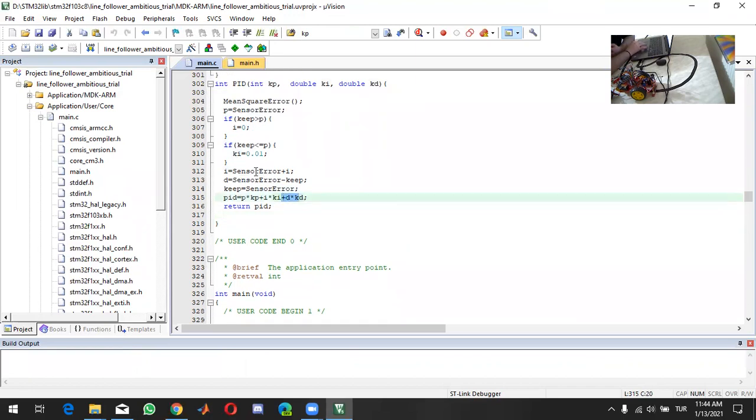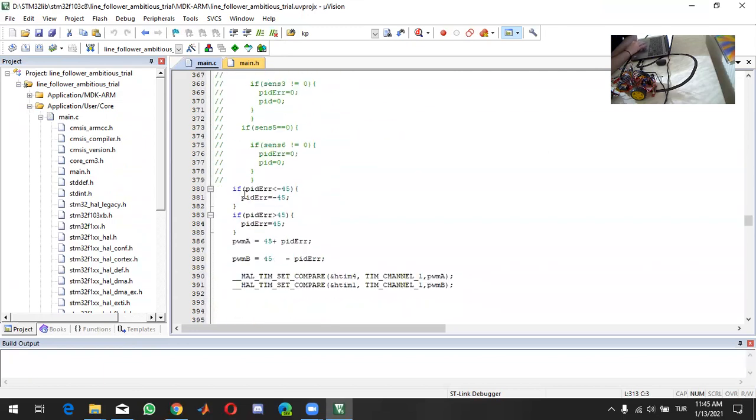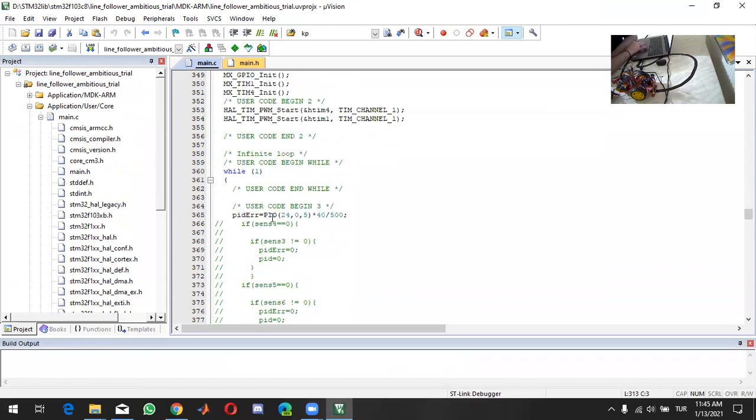Or KD times D. What is D? D is the derivative of the function, the sensor error minus the old sensor error. This is the new sensor error, this is the old sensor error, so it will give the difference between these two. If the error is the same, it will be 0. If the new sensor error is much higher than the keep one, this D will be much higher, so my PID value is getting higher.